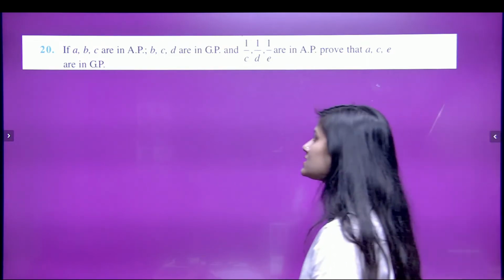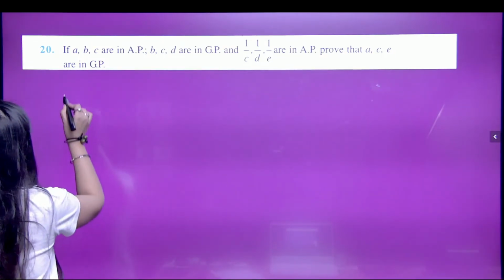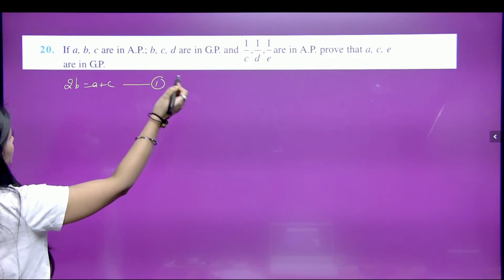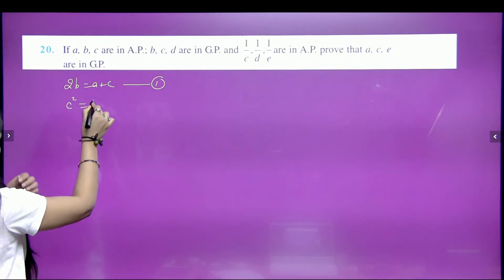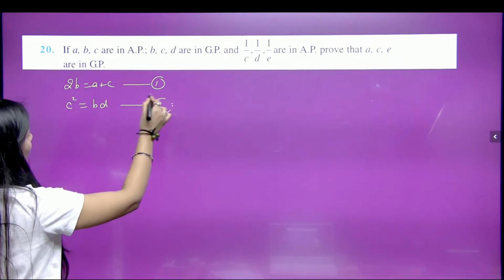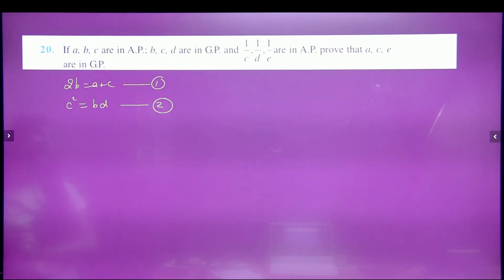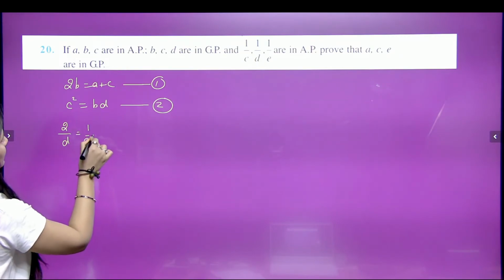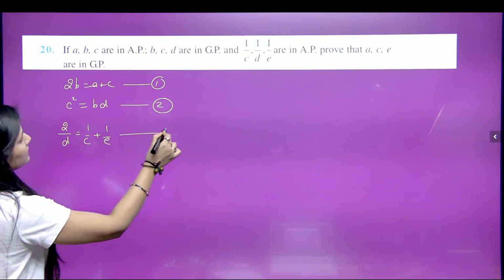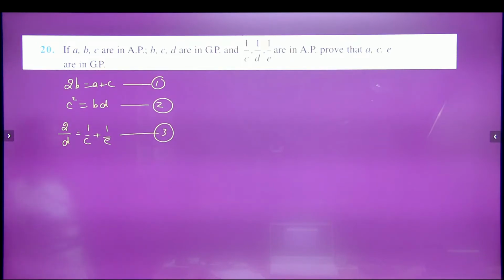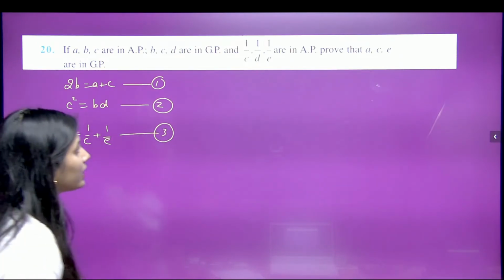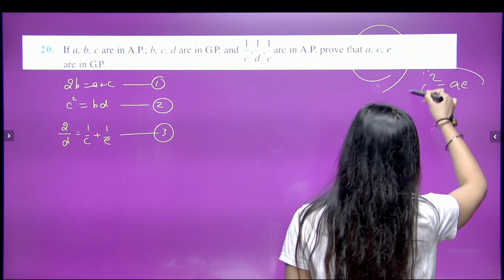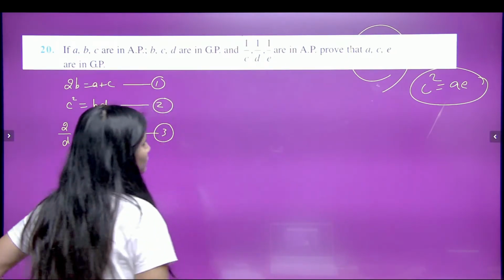Question number 20 says if A, B, C are in AP, which means 2B is equal to A plus C. The next hint is that B, C, D are in GP, that is C square is equal to BD, and 1 by C, 1 by D, 1 by E are in AP. So it means 2 times the second term is equal to 1 by C plus 1 by E. So these three things are given and you need to prove that A, C, E are in GP. So simply you need to show that C square is equal to A into E. Yeah, this you need to prove.